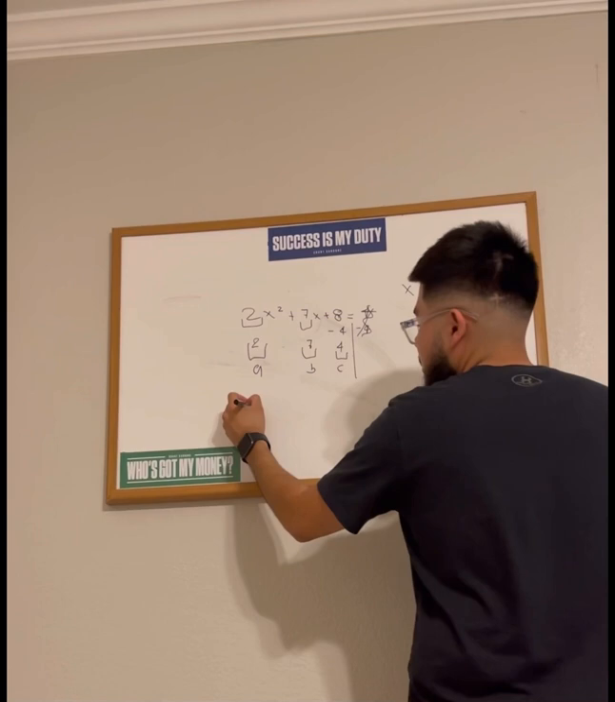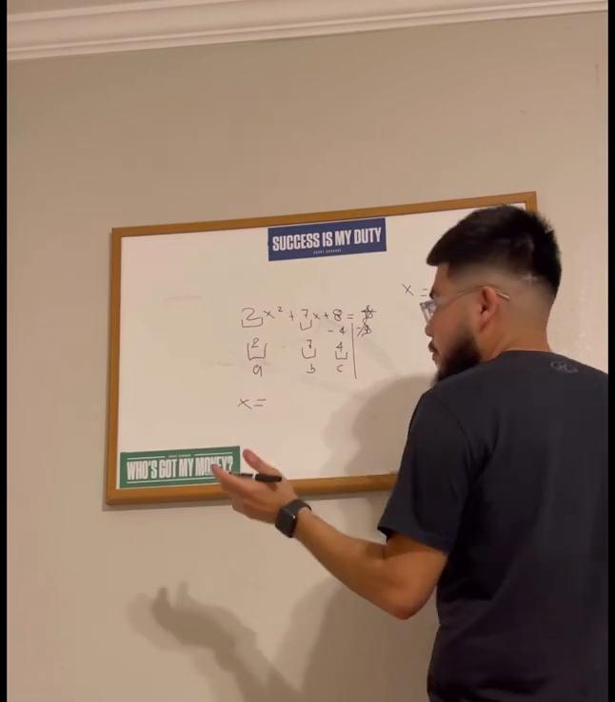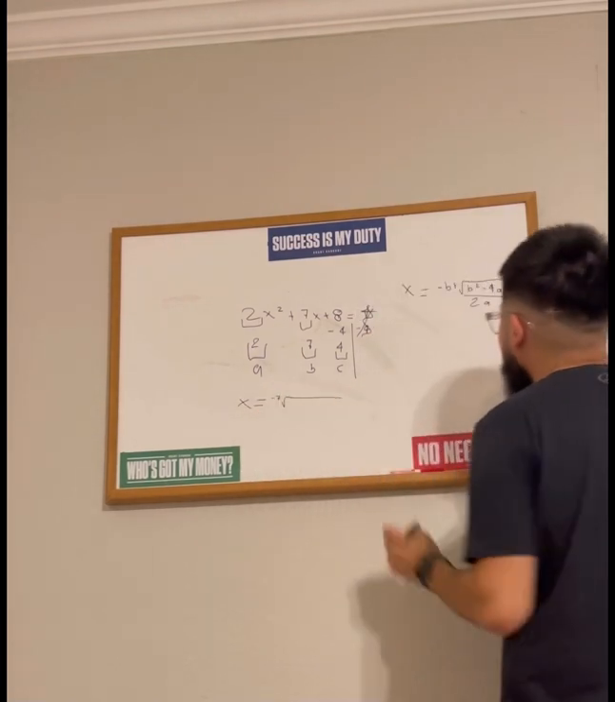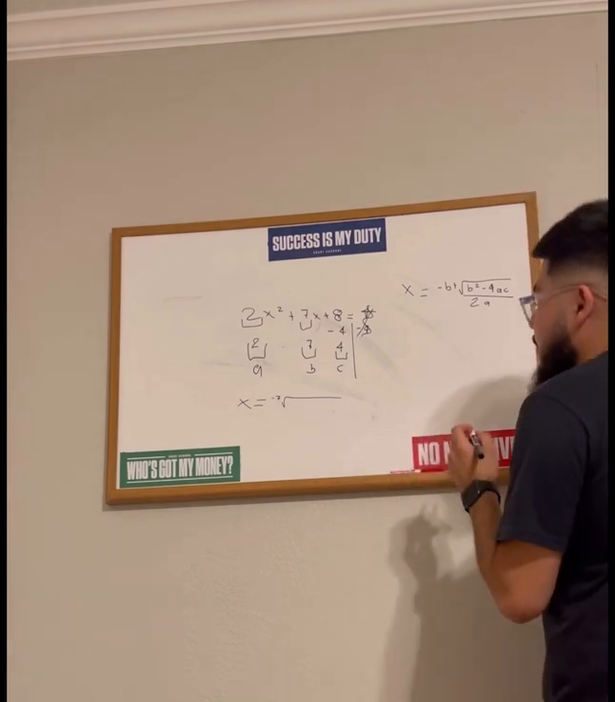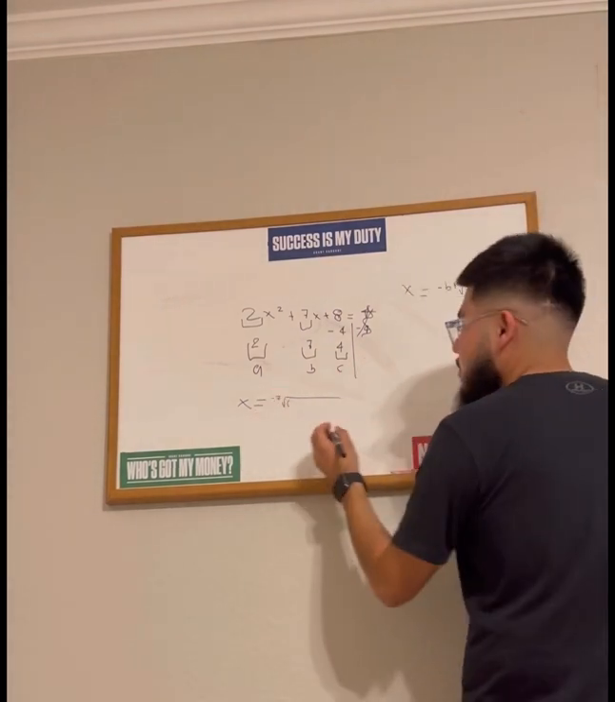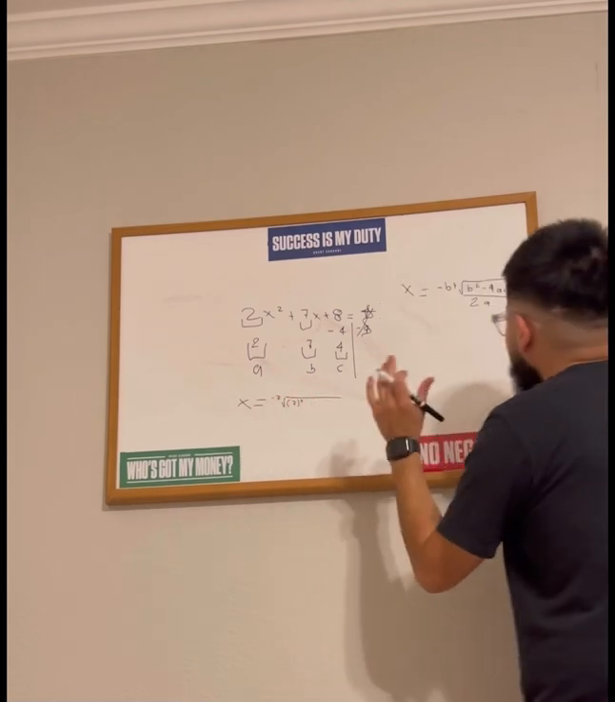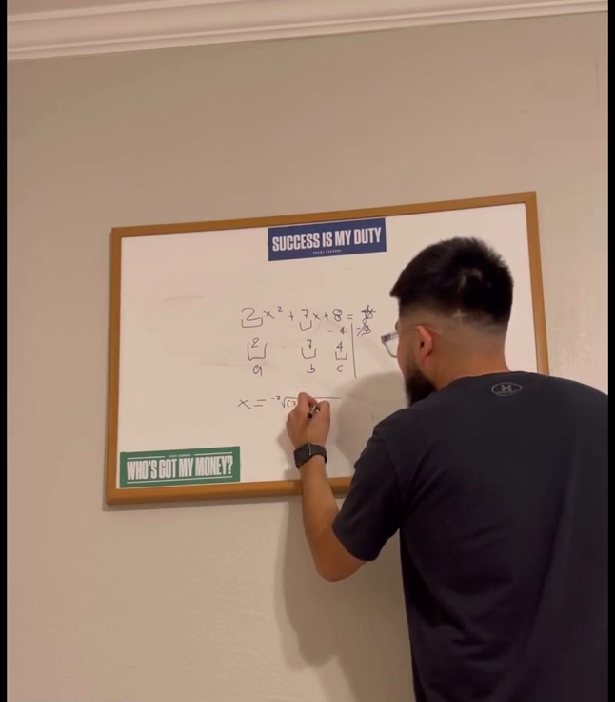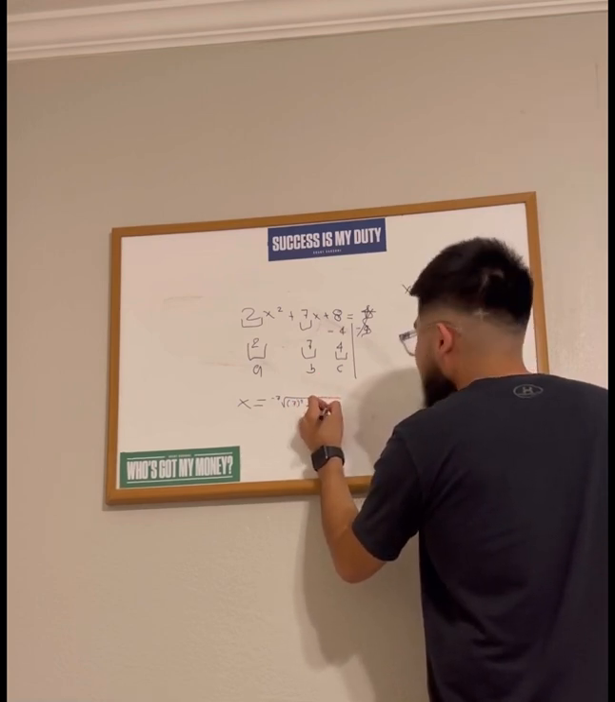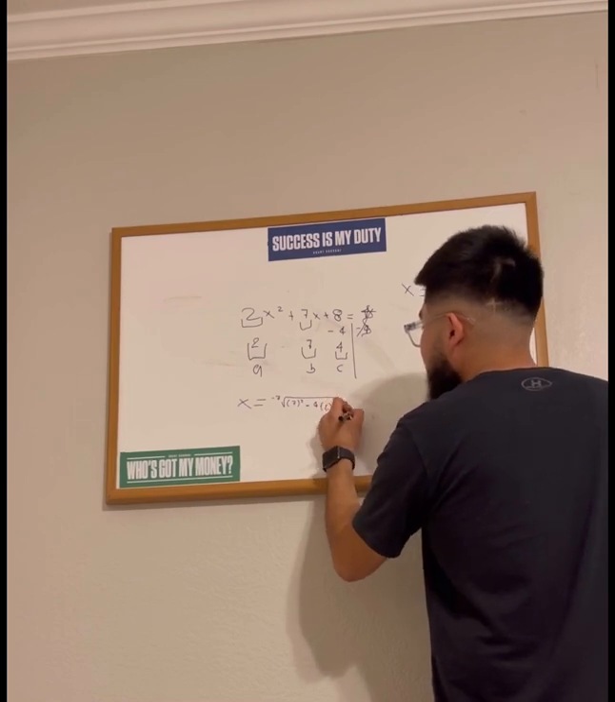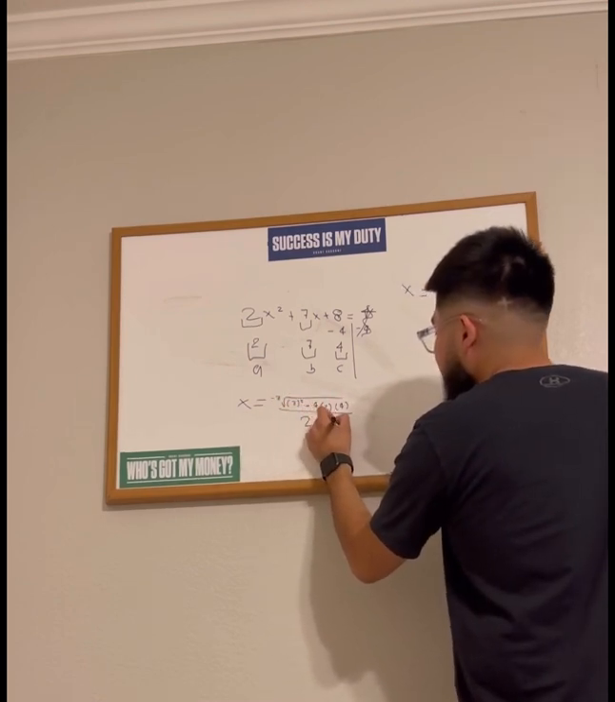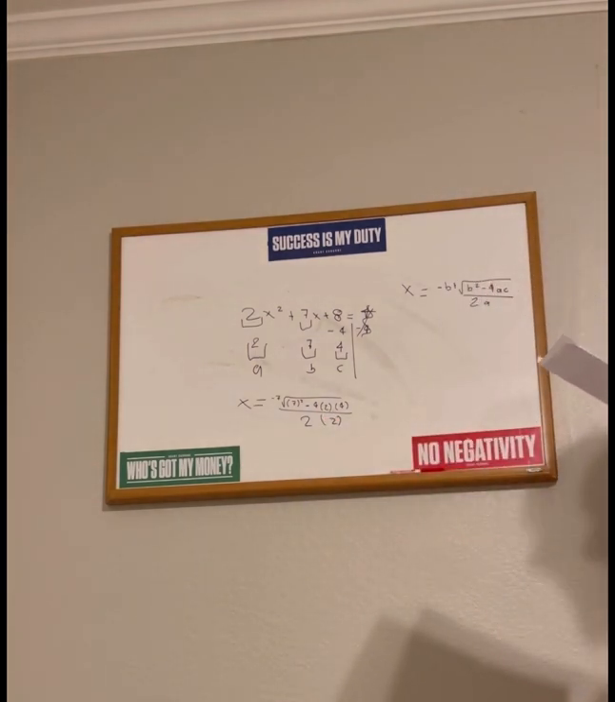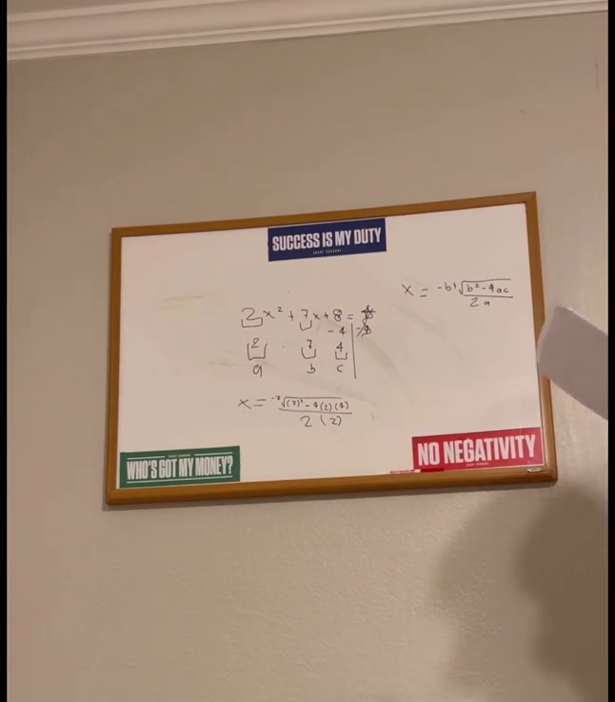Okay, now you have to put x equals your minus B, which is minus 7. Okay. And now you have to put B squared. So basically you have to put 7 in the parentheses, minus 4, and put the A and C in the parentheses. You have to put the line, put 2 and 2. Okay. Everything is over here. Okay. And now you start to simplify.